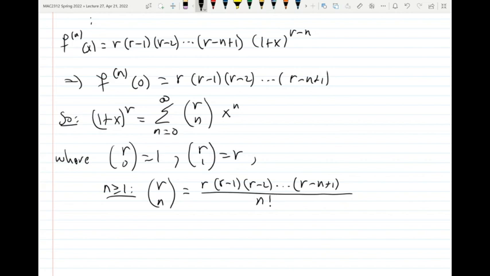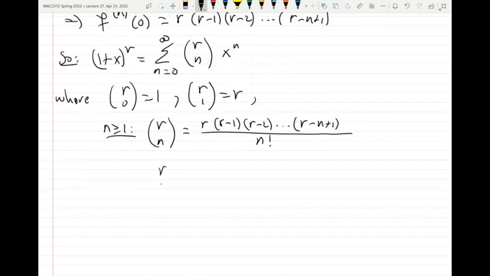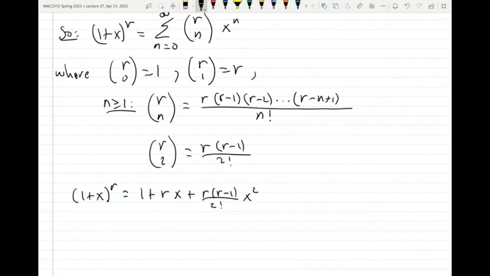If n is equal to 2, so what's r choose 2? What is this guy? That means that you put a 2 here, and then negative 2 plus 1, that's negative 1. So you stop right here at r times r minus 1, okay? So it's pretty simple. And then that will be over 2 factorial, and so on, okay? So the series, to really understand it, you can write it as 1 plus rx. Then when n is equal to 2, which is the x squared term, you're going to have r times r minus 1 over 2 factorial.